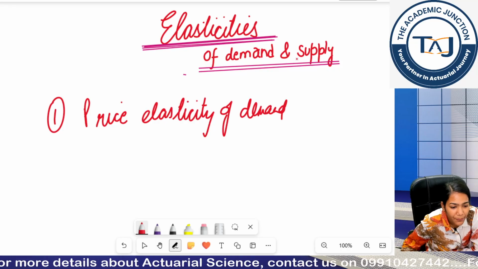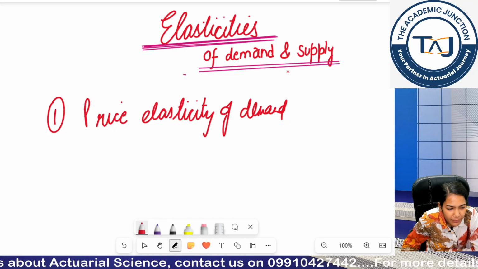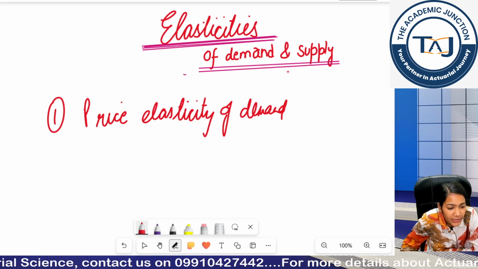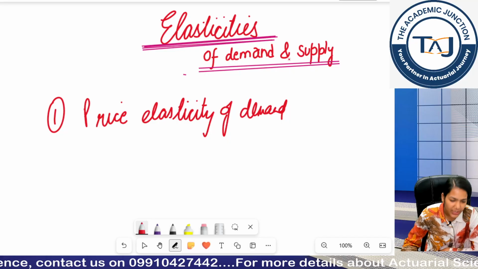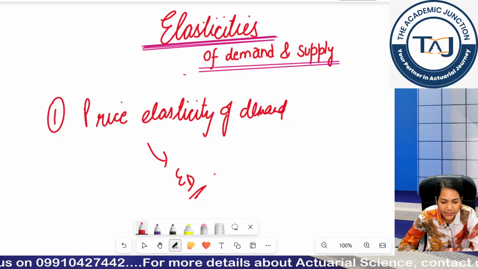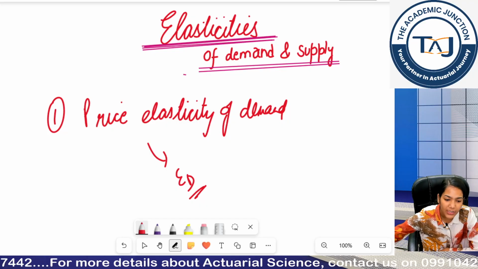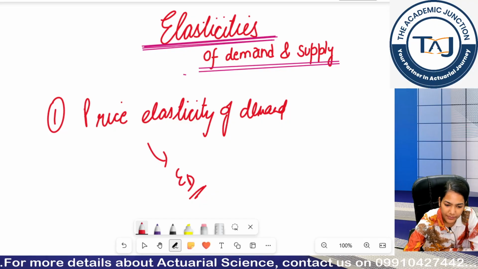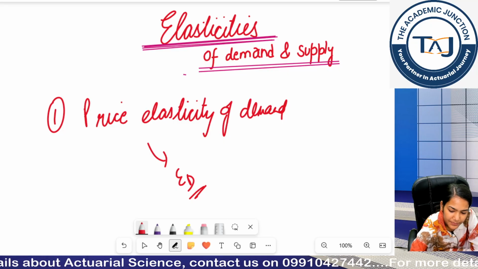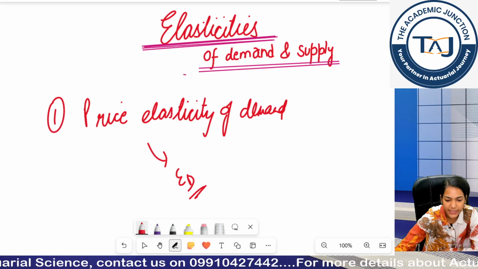So what was the definition of price elasticity of demand? Basically it was the responsiveness of demand, that is, the responsiveness of quantity demanded to a change in price, okay. So can you tell me, is ED always a negative sign or a positive sign? Quickly tell me.